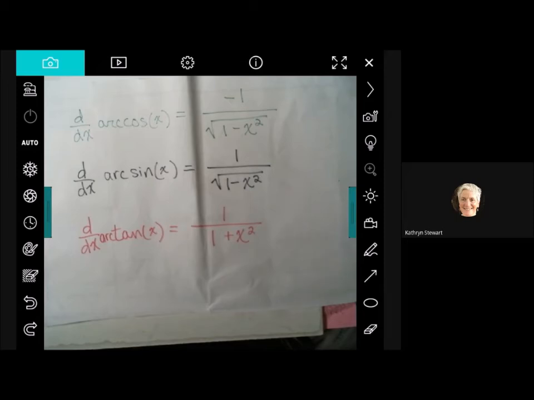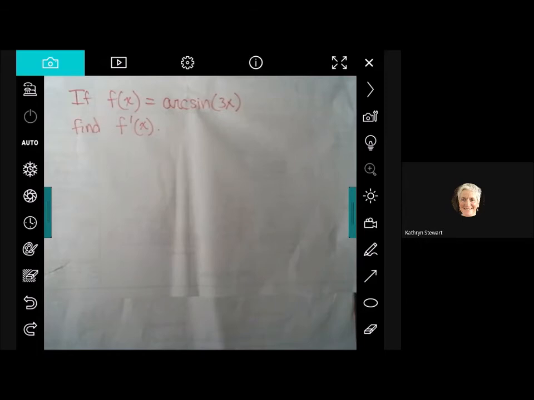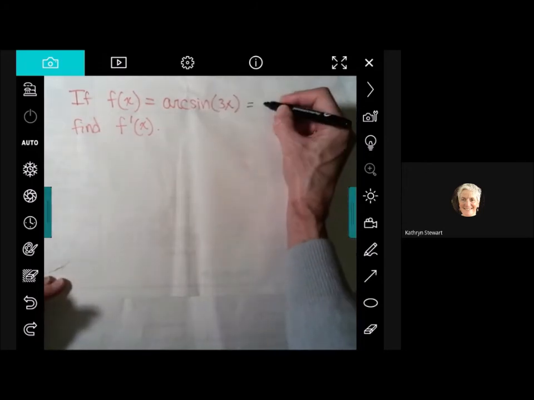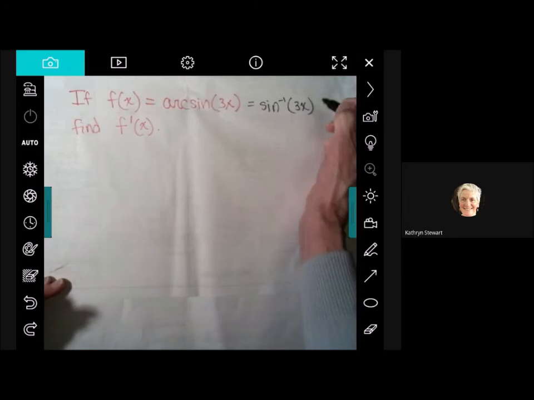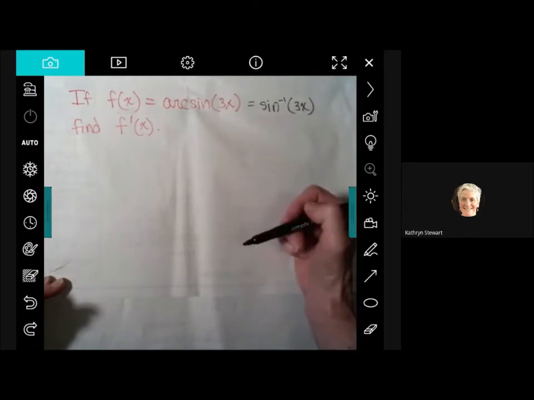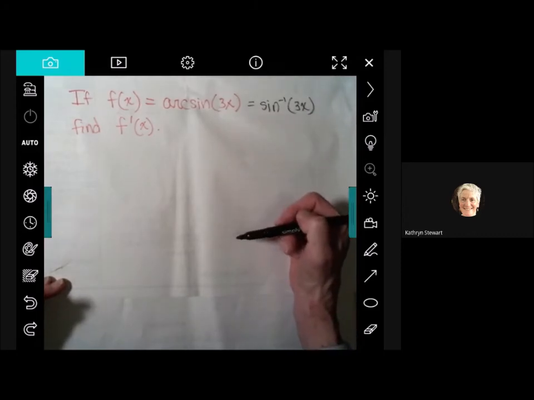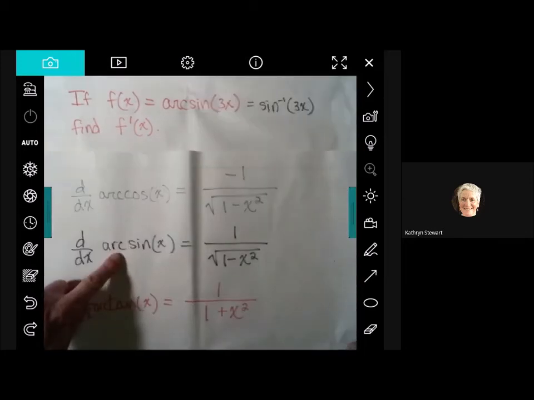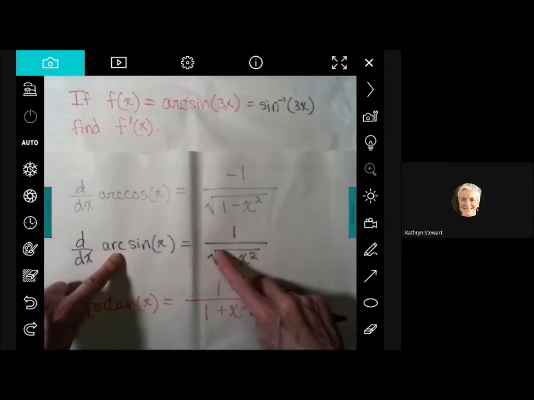But let's do some examples and see how these work. Okay, if f of x equals arc sine of 3x, find f prime of x. Again, remember that notation, you also could see it like this. But no one I know likes that notation, but you will see it occasionally. All right, I'm just going to use my cool little rule here that I just discovered. Derivative of arc sine is 1 over the square root of 1 minus x squared.